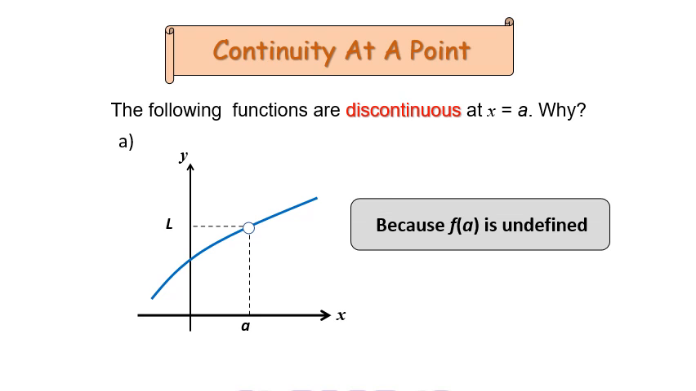Right, in this case the function is discontinuous because f is not defined at a. However, if we look at the limit from the left and the limit from the right, they approach the same point. So even though it is undefined, the limit as x approaches a exists.